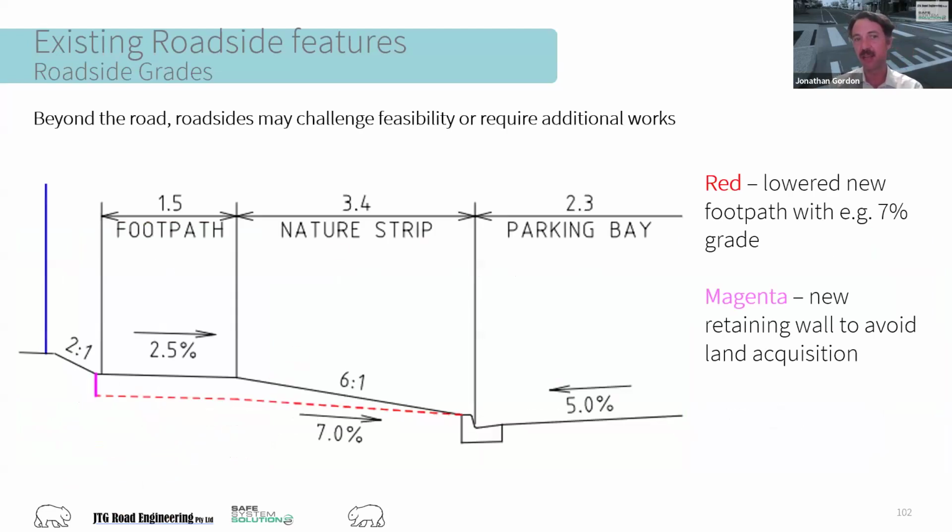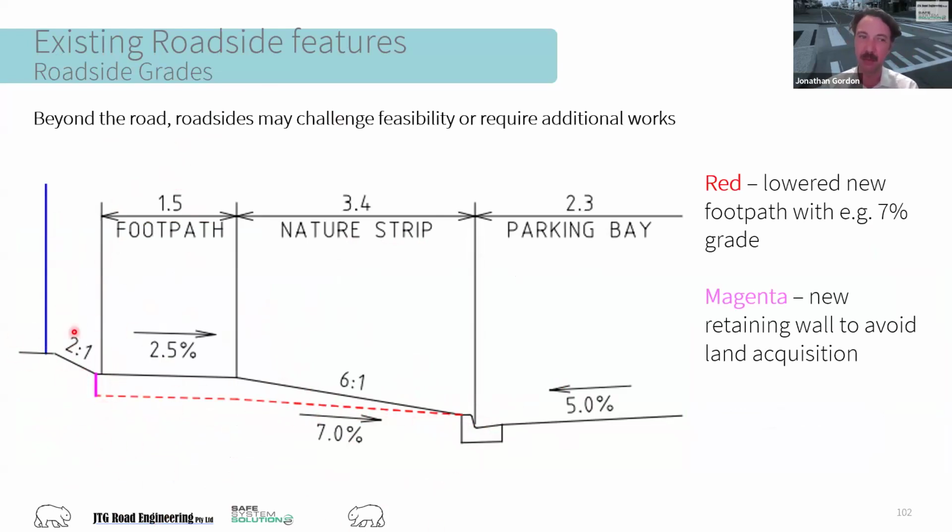So let's use this as an example and say, okay, well, now we're regrading the roadside and we're lowering an existing footpath. Damn it. I didn't think we were doing that in this project, but I guess we have to. And so we grade in a new footpath at 7%, chuck in a retaining wall because batters are too steep to make it work. We say, okay, well, we've just added some cost here. Damn it. Okay. Well, at least we know about it.